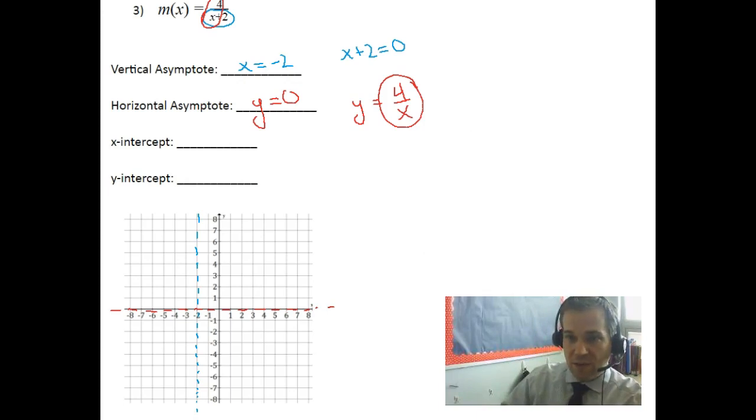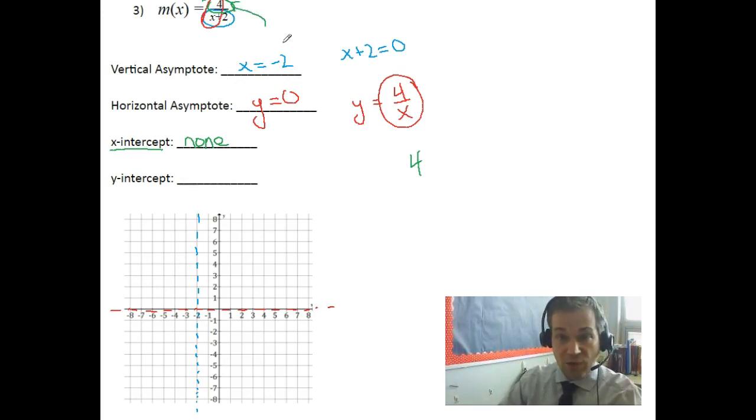Moving on to the x-intercept, that's all about whatever makes the numerator 0. The numerator is simply 4. There's no x's in that numerator at all. So that means that there's no value I can plug in for x that'll make this top thing equal 0. This means there's no x-intercepts, so I need to write none. I'm not going to write 0, I'm not going to write 4. There's not going to be any place where this graph crosses the x-axis because there is no way I could make this top ever be 0 by plugging in a number for x. So there's no x-intercept.